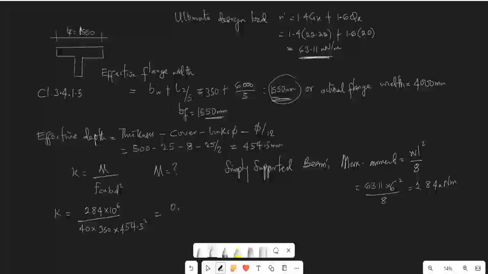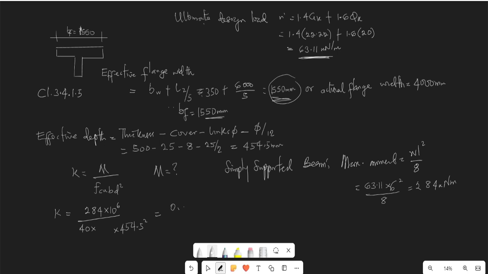Now this is the issue now. I want you to pay attention. Someone would have done it just like I did here, and now we'll be in trouble because our B is not supposed to be 350. We are dealing with a flanged section. So our flanged section will be using a flange width, not the normal web width.